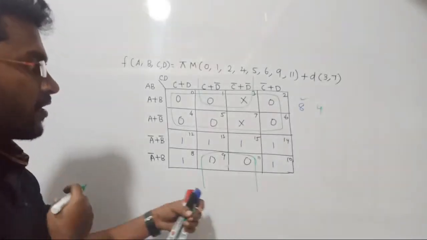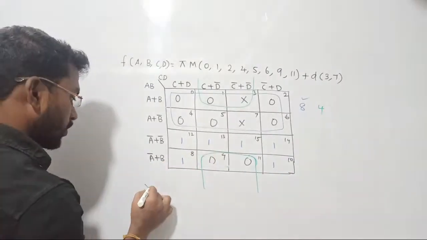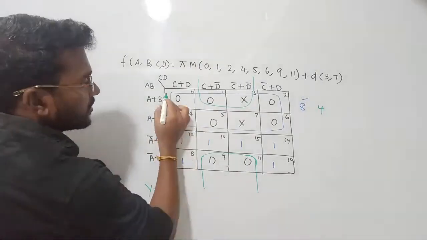No, right? So I am correct. So let's continue. Anyway, we got 2 groupings. First of all, we got 2 groupings. Now we have to write the answer for this one. Y is equal to, how will you write the answer? First, let us consider this 8 grouping.